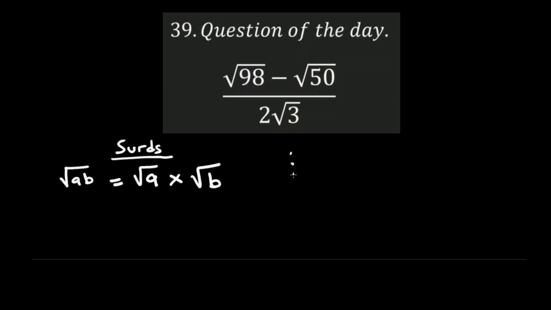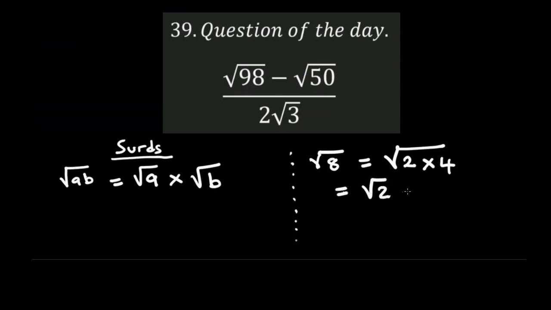Let us use real numbers here. Take for instance that we have the square root of 8. We can break the square root of 8 into square root of 2 times 4, knowing that 2 times 4 equates to 8. Now the square root of 2 times 4 can further be broken down into the square root of 2 times the square root of 4.